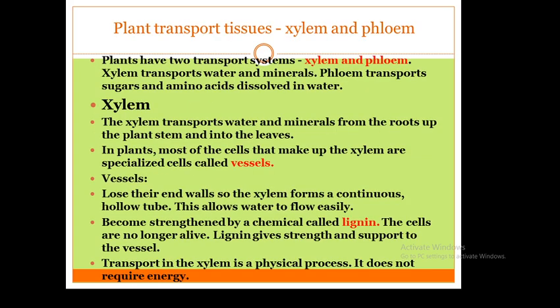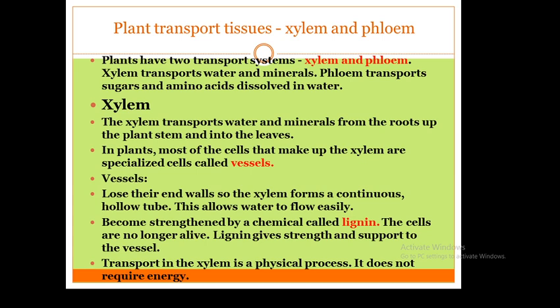We're going to talk here about the xylem in detail now. The xylem transports water and minerals from the roots up the plant stem and into the leaves. In plants, most of the cells that make up the xylem are specialized cells called vessels. These vessels lose their end walls and form a continuous hollow tube. This allows water to flow easily, and the walls become strengthened by a chemical called lignin. These cells are no longer alive. The lignin gives strength and support to the vessels. Transport in the xylem is a physical process. It does not require energy.